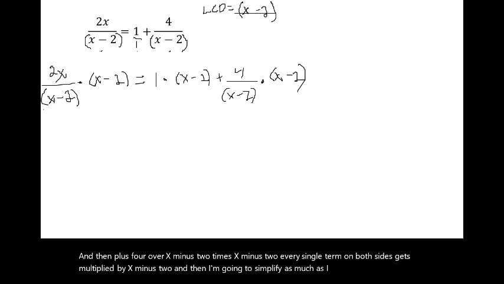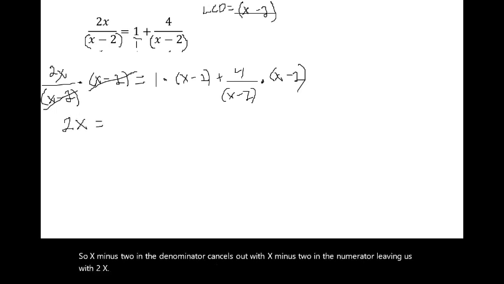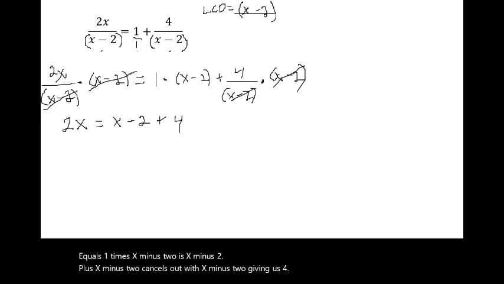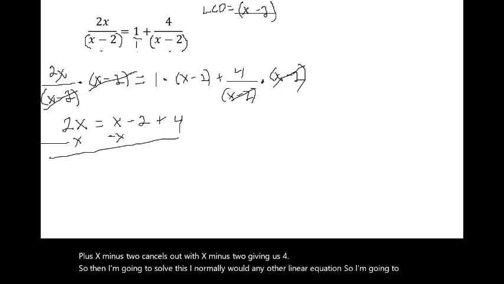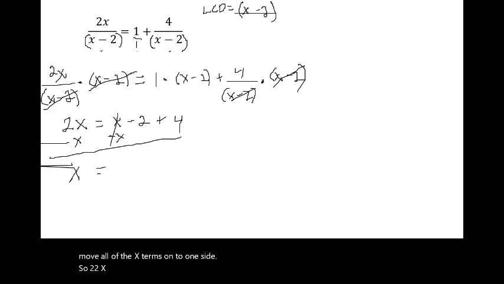So x minus 2 in the denominator cancels out with x minus 2 in the numerator, leaving us with 2x equals 1 times x minus 2 is x minus 2, plus x minus 2 cancels out with x minus 2, giving us 4. So then I'm going to solve this like I normally would any other linear equation. I'm going to move all of the x terms onto one side. So 2x minus x is x equals negative 2 plus 4 is 2.